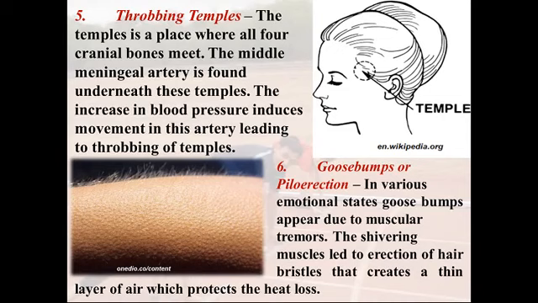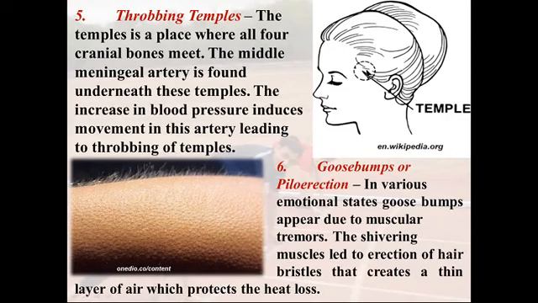The fifth bodily change is the throbbing temples. Temple means, you know, this is the location of your temple, dear friend. They start throbbing. There is a rapid movement on these temples. The temple is a place where all four cranial bones meet and fuse together, and the middle meningeal artery is found under this temple. So I am explaining why the temple starts throbbing.